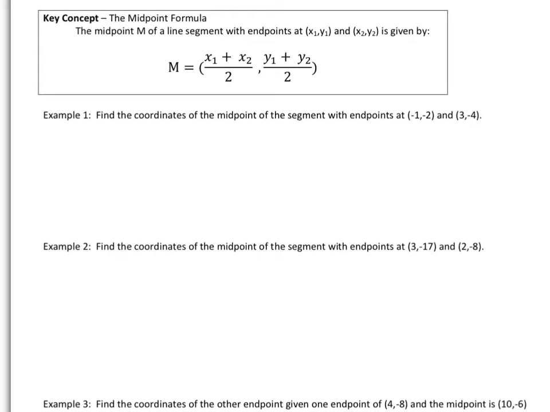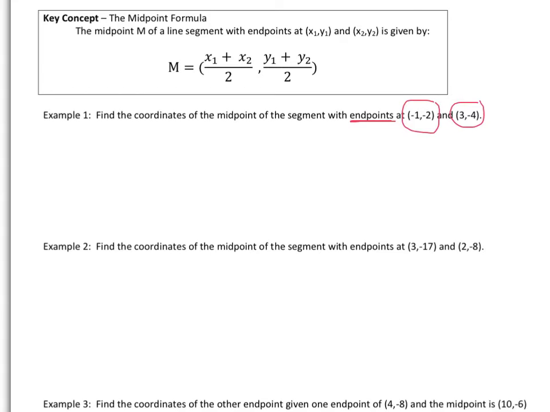Lesson 10.5, Video 2. Let's apply the midpoint formula. When we use the midpoint formula, we have to ensure that we are given the endpoints. If we're not given both endpoints, we have to modify it a little bit. In this case, we are given the endpoints, -1, -2, and 3, -4.